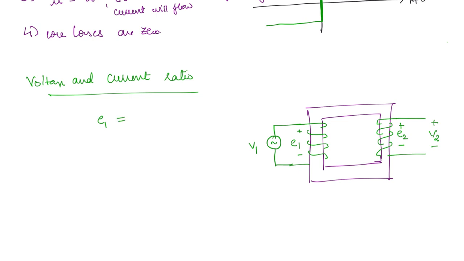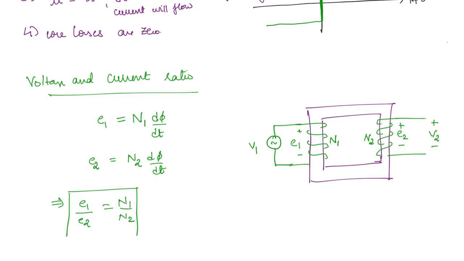If you take the number of turns here as N1 and this number of turns we will take as N2, this is going to be N1 d phi by dt, and similarly the secondary winding induced EMF is going to be N2 times d phi by dt. So what does this mean? E1 by E2 is equal to N1 by N2. So this is one of the most important expressions for the transformer.